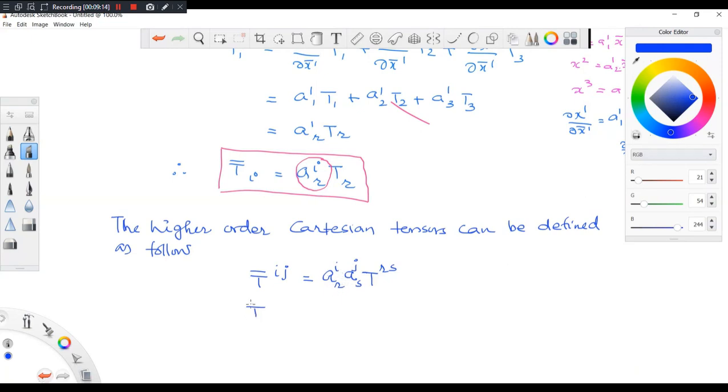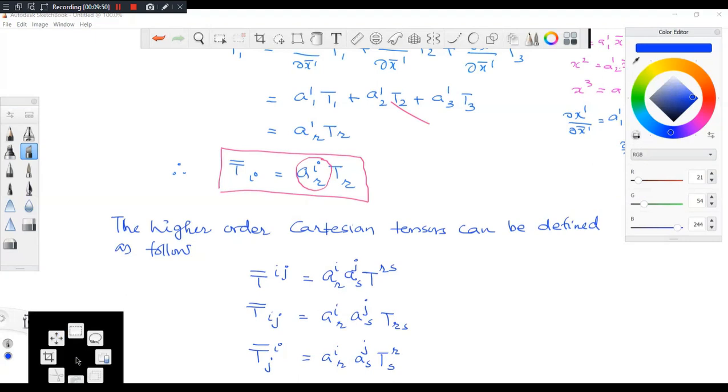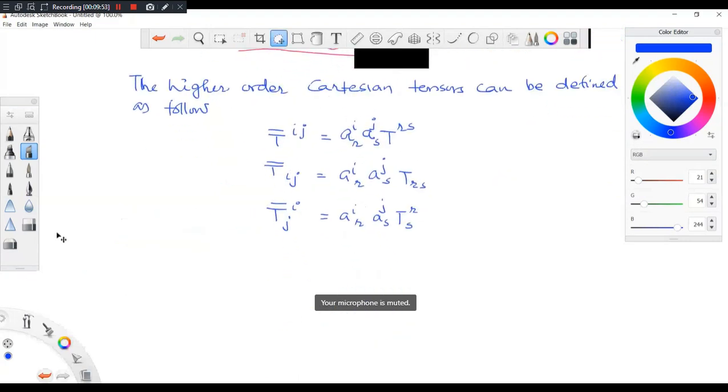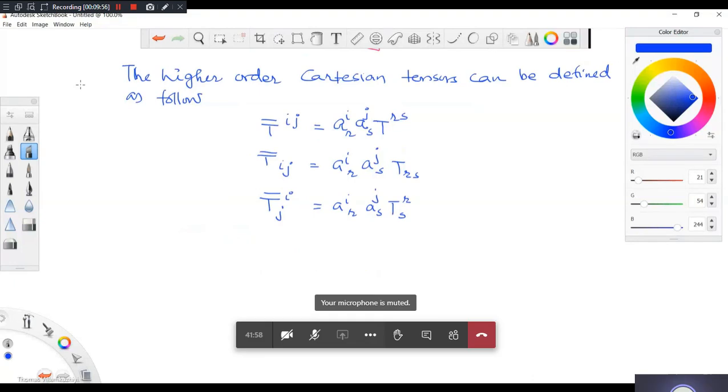Okay, similarly T bar ij, that's equal to, there also there is no change for the coefficients. So it is AIR, AJS, and here it is TRS. Okay, and what about the mixed? Mixed also I and J. So here it will be T, R and S. Here there is no change, IR, AJS. So this way you can define for any higher order. Okay, so this is the transformation law for the Cartesian tensors. So this is what one has to remember.